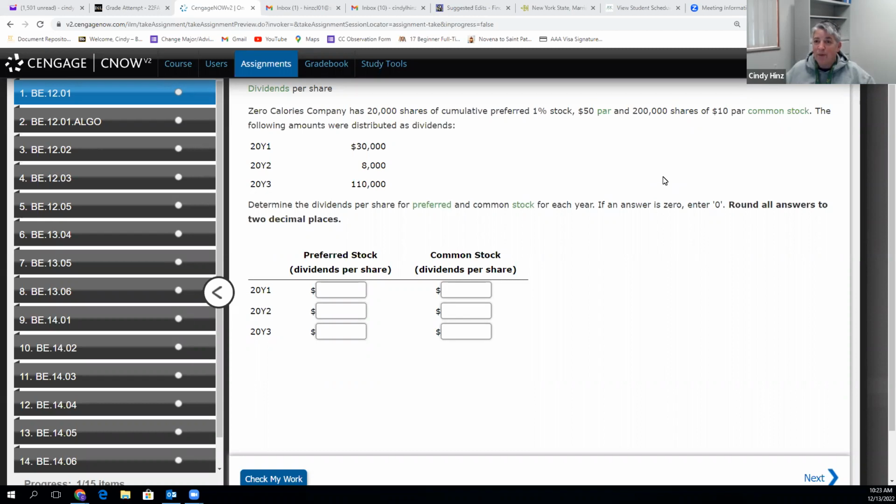So that number 2, brief exercise 12.01 algorithmic, is actually the same as exercise number 1, except maybe with different numbers in there. And so we'll be skipping over that one as we get started.